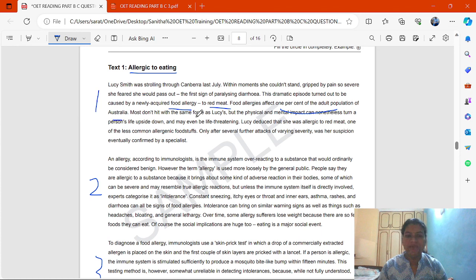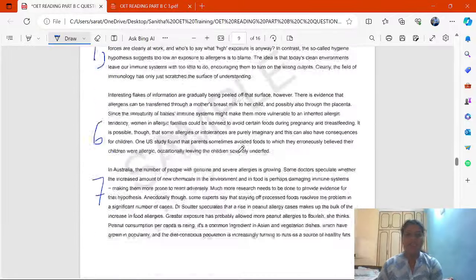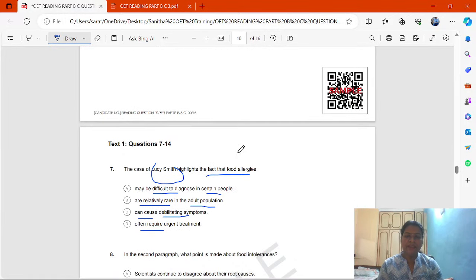Most don't hit with the same force as Lucy's, but the physical and mental impact can nonetheless turn a person's life upside down and may even be life-threatening. Lucy deduced that she was allergic to red meat, one of the less common allergenic foodstuffs. Only after several further attacks of varying severity was her suspicion eventually confirmed by a specialist. Did you get the idea? You will get some comprehension, some idea.